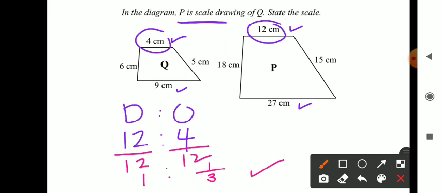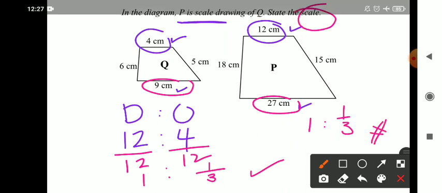So very easy. You look at the first number, kalau 12, kamu bagi 12 lah. Kalau 27, divided by 27. Okay, 9 also divided by 27. Then you get the same answer. Okay, if you compare 27 with 9, you also get 1 to 1/3. So this is how you state the scale for this topic. Okay, another question.